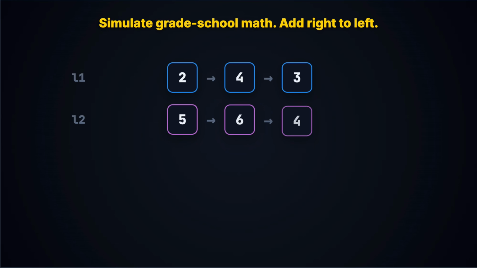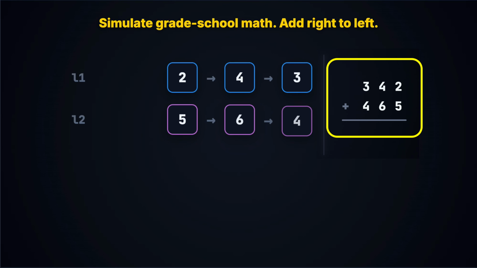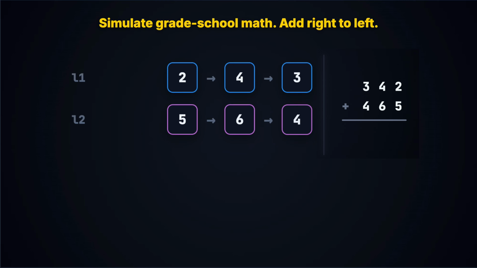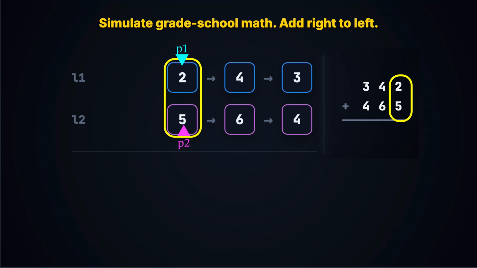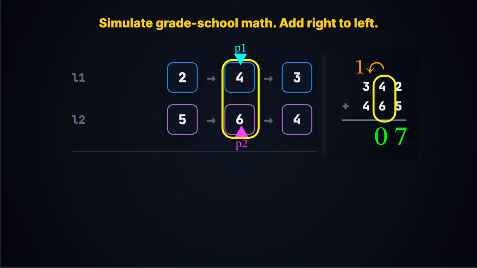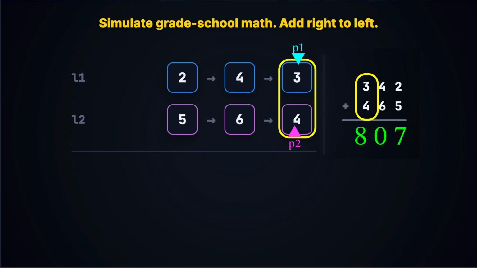Well, the answer is simple. We do the math like we do on paper. You'd line up 342 and 465 by their ones digit and add column by column, right to left. Since our linked lists are reversed, that ones digit is sitting right at the head pointer, ready to go. So we walk L1 and L2 simultaneously, one node at a time, summing the numbers and moving the carry forward.